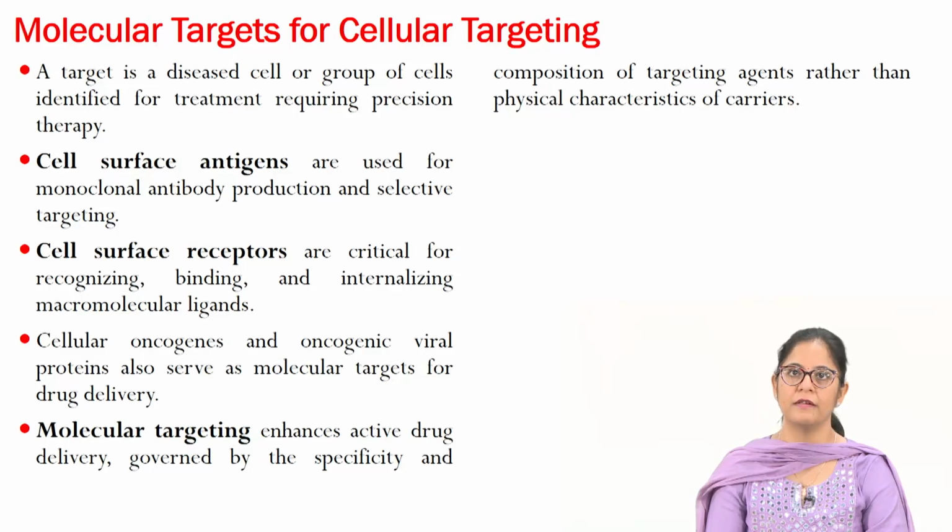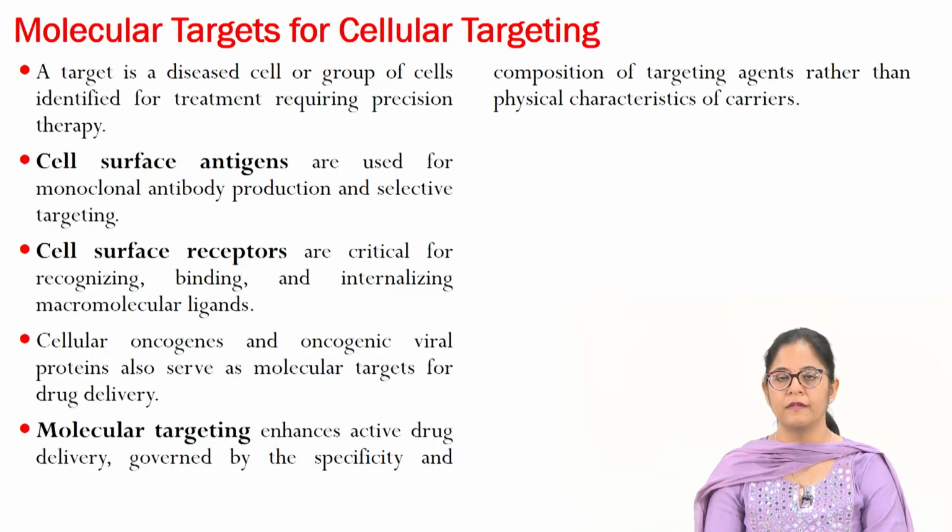So, molecular targets are a target in a disease cell or group of cells which are identified for the treatment requiring precision therapy. Cell surface antigens are used for monoclonal antibody production and selective targeting. Cell surface receptors are critical for recognizing, binding and internalizing macromolecular ligands. Cellular oncogenes and oncogenic viral proteins also serve as molecular targets for drug delivery. Molecular targeting enhances active drug delivery, governed by the specificity and composition of the targeting agents rather than just the physical characteristics of the drug and the carrier.